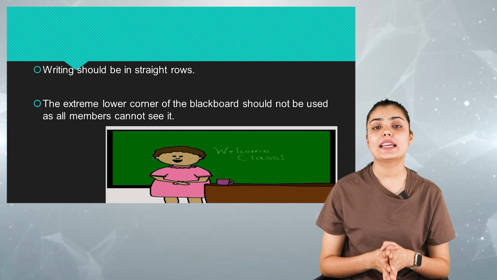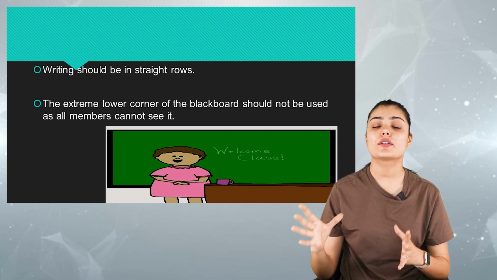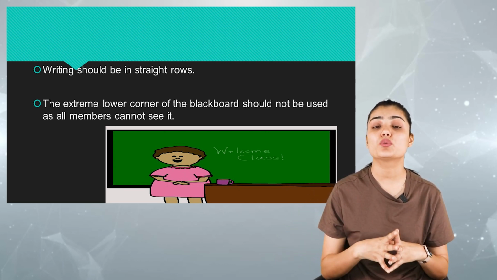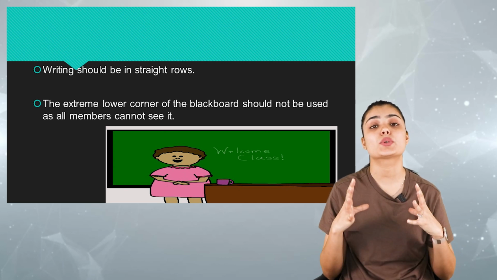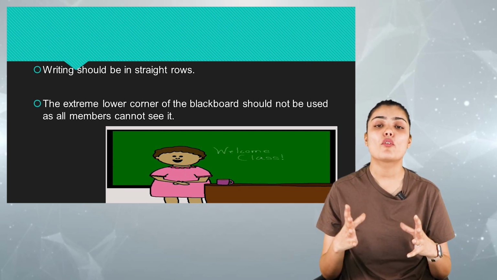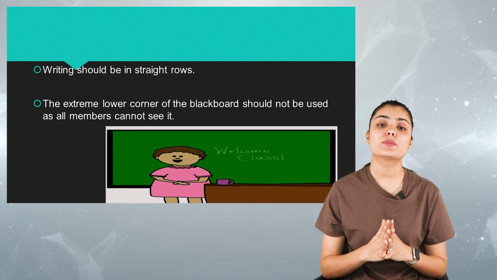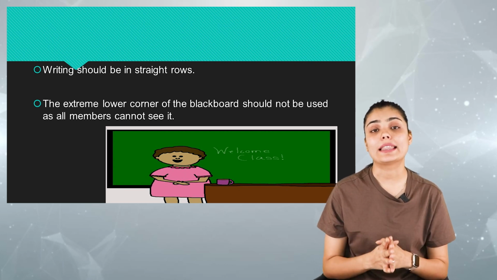The next guideline is that the extreme lower corner of the blackboard must not be used by the teacher to write or to illustrate any kind of diagrams for the students, as it will not be visible for the students who are sitting at the back.